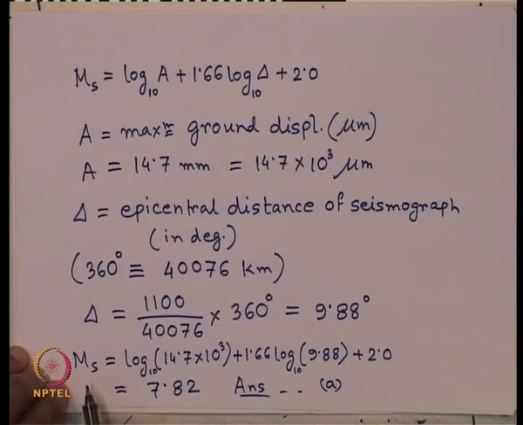That is, what is the surface wave magnitude of this earthquake? So, this is the surface wave magnitude of this earthquake, 7.82. And remember, it is below that value of 8.3. So, we can easily convert it to another scale. There is absolutely no problem, because that magnitude saturation limitation is not valid for this range. So, let us see what we can do further.